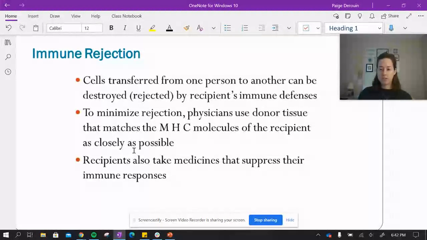Whether the donor is a really, really good match or not, the recipient will take medications, like I said before, that will suppress their immune system to help reduce the risk of them getting shock.